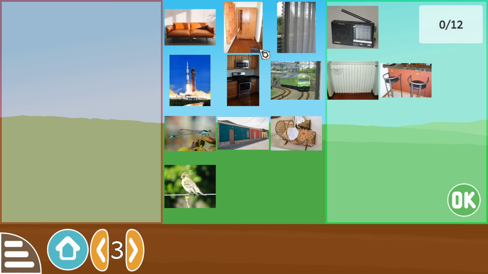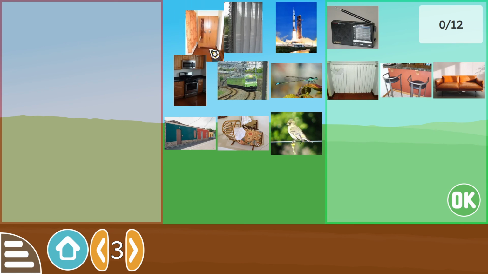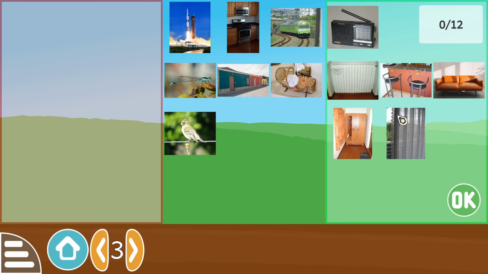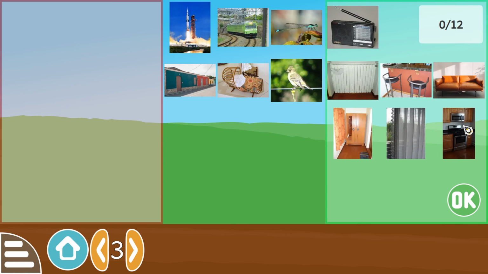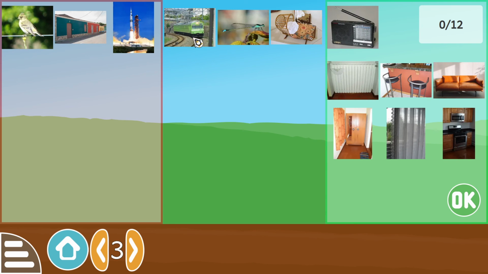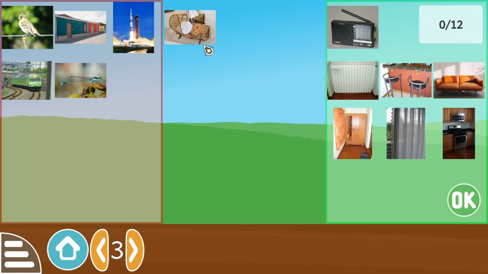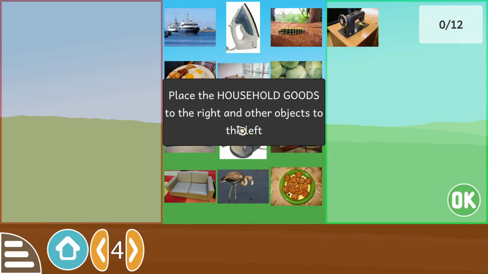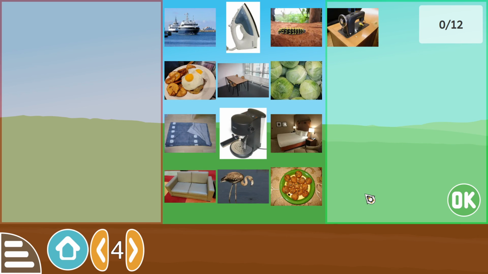So some stools, sofa, looks to be a cupboard, some blinds that help block out the light. There's a kitchen oven down the bottom, and it looks to be a microwave up the top. Bird, building, rocket, train, insect. Looks to be a child's bed, a cot, so yeah, I didn't think it was going to be in, but it's in. Thought there was too many on the right.